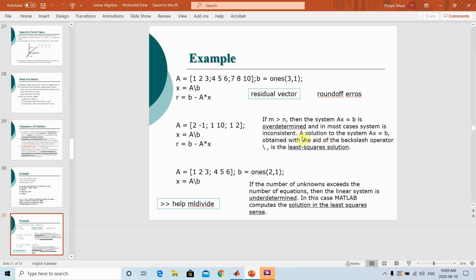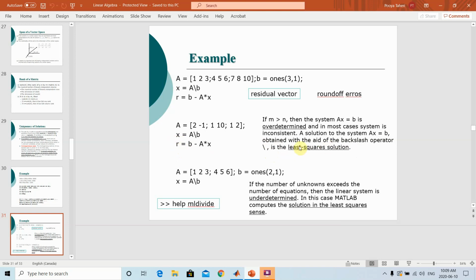So for a system that is overdetermined, the left division method is not going to give us the exact solution, but it's going to give us the least squares solution. It means that it gives us the solution that makes R, which is the error, minimal.